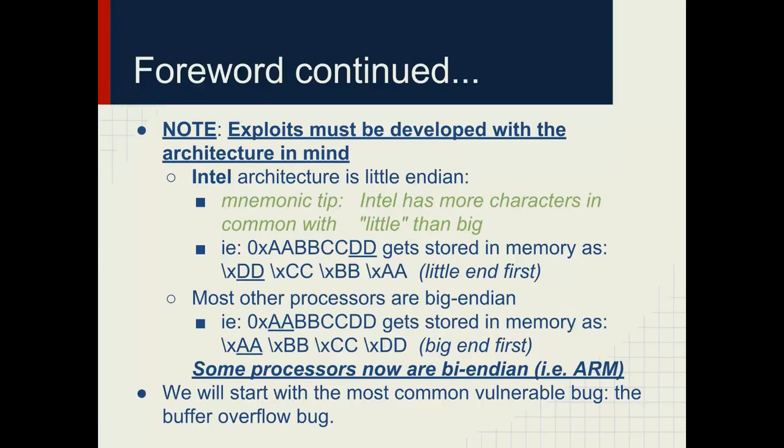It is actually quite common for processors to be big endian. Some processors can be bi-endian, like ARM processors, and you'll see this in CTFs where they intentionally flip back and forth between endianness just to make it as frustrating as possible.